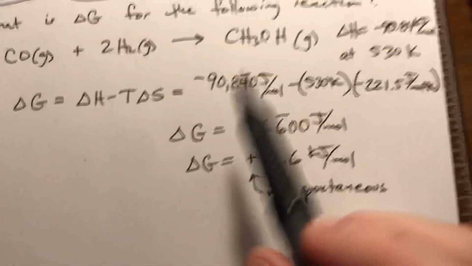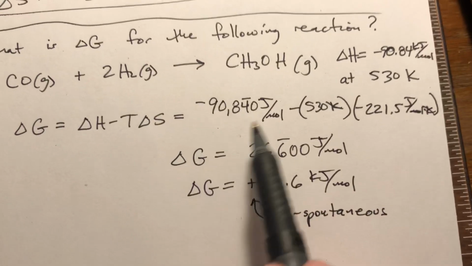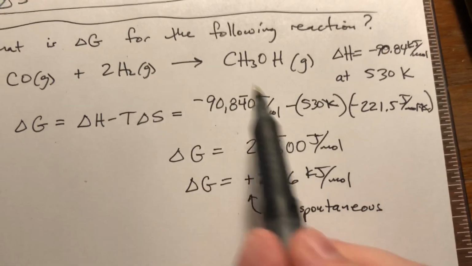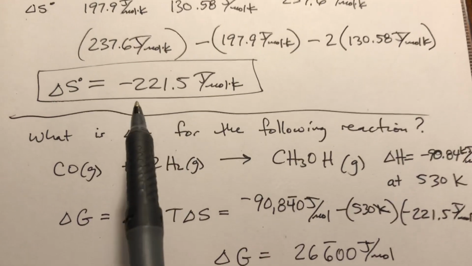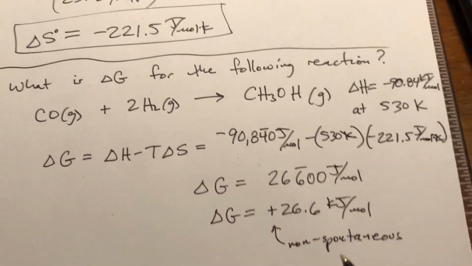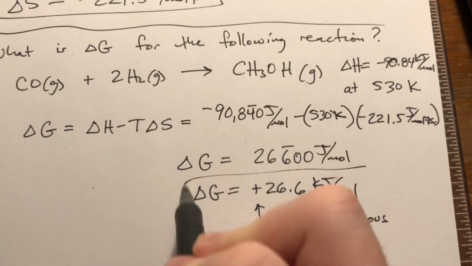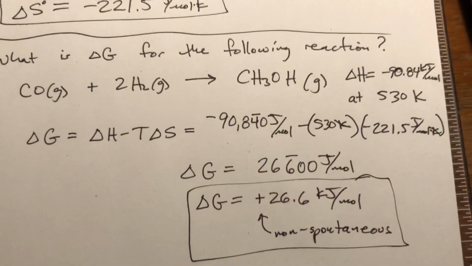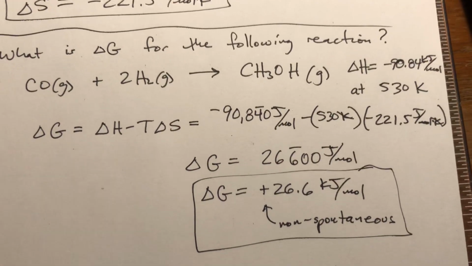So this is an example where the delta H was very negative, a very large number. We expected this to be a spontaneous reaction, but because the delta S was very, very negative, it actually overwhelms the whole thing, and basically you end up with a positive delta G, which means it is non-spontaneous. Delta G is the deciding factor in this equation.